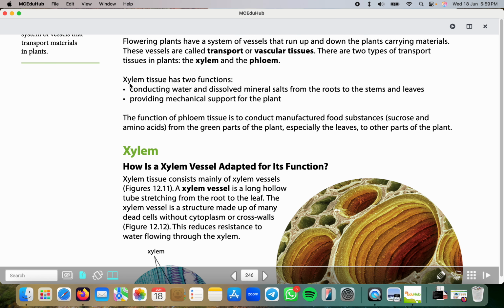So what's the function of the xylem? There are two functions. First, it conducts water and dissolved mineral salts from the roots to the stems and the leaves. Secondly, the xylem provides mechanical support for the plant. Okay, so what does mechanical support mean? It simply means that it's like a structural support. It allows the plant to stand up straight and prevents it from toppling over.